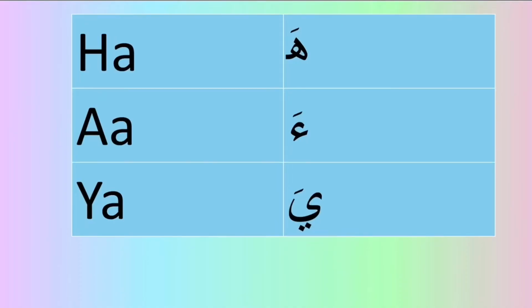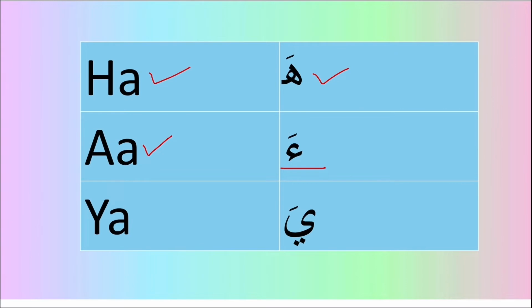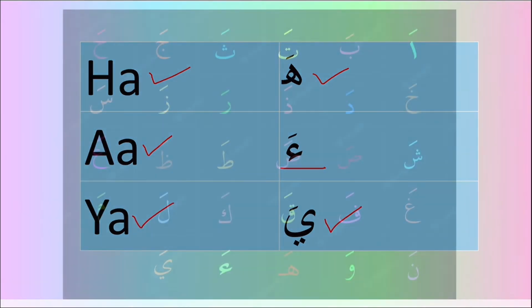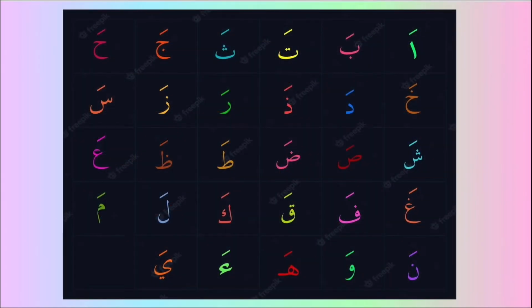Let's see the next letter, ha. If I add fatha to it, I will get ha. Next, this letter is known as hamza. If I add fatha to hamza, I will get a. The last letter, ya fatha ya. Short vowels should be short. It should not be more than one count.